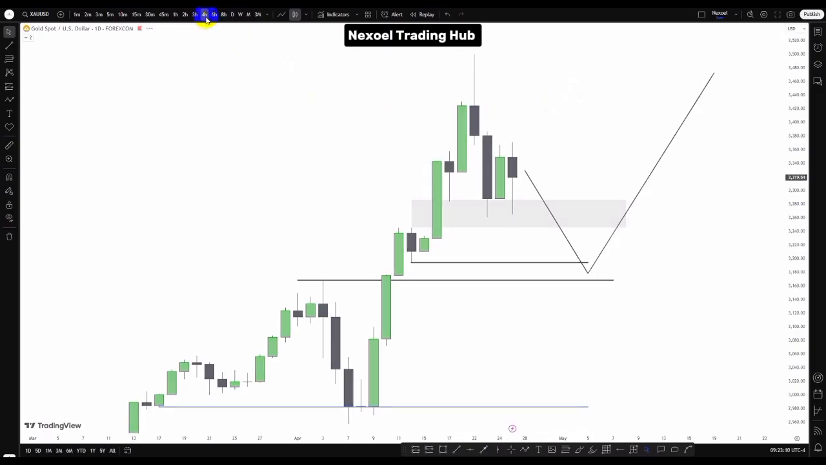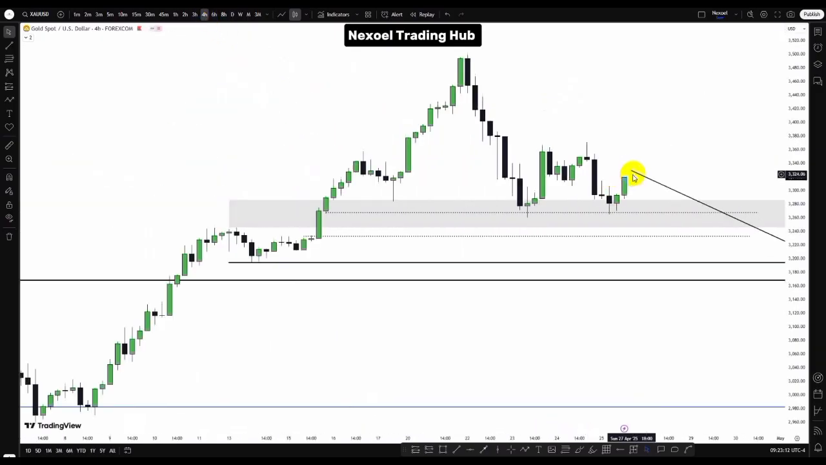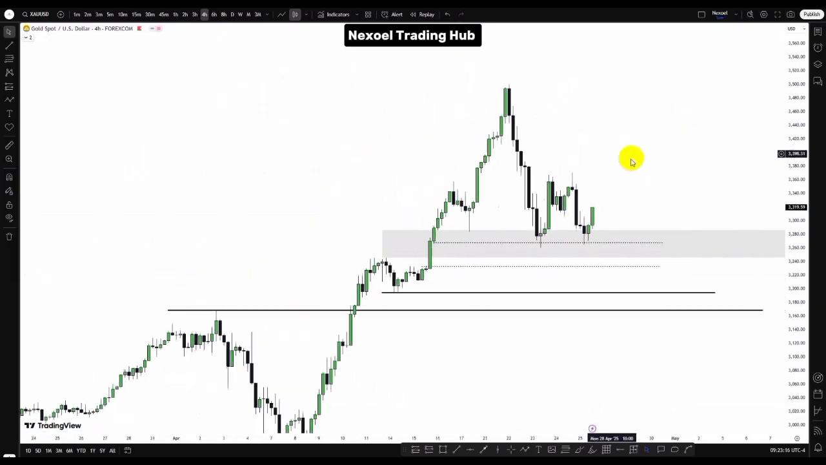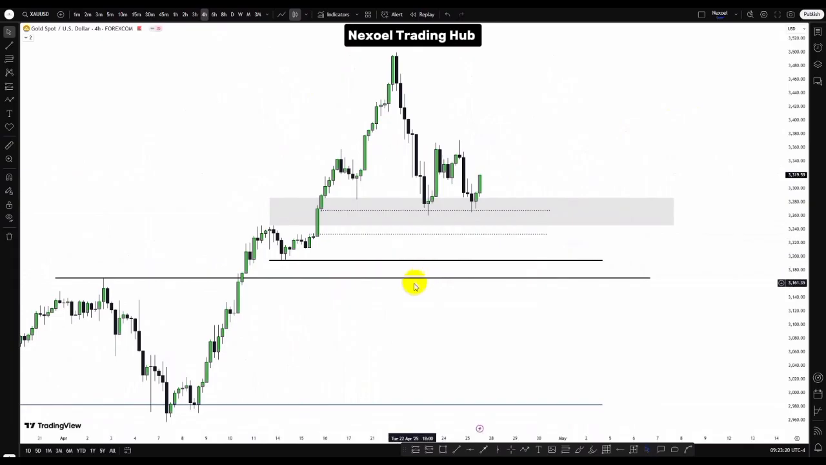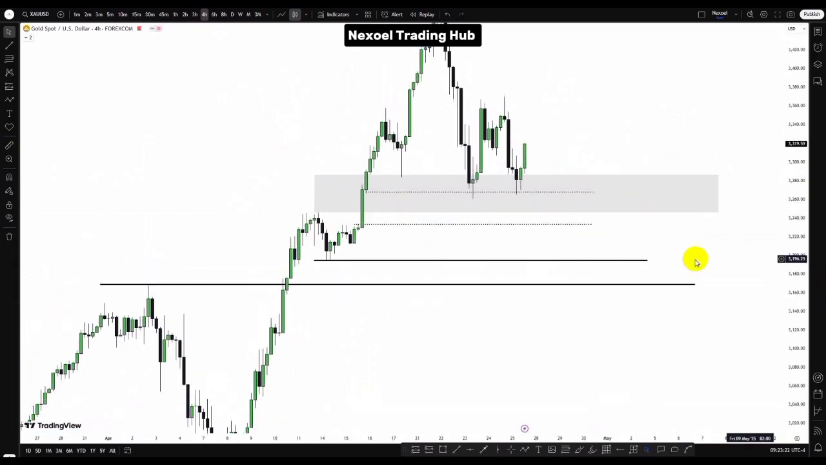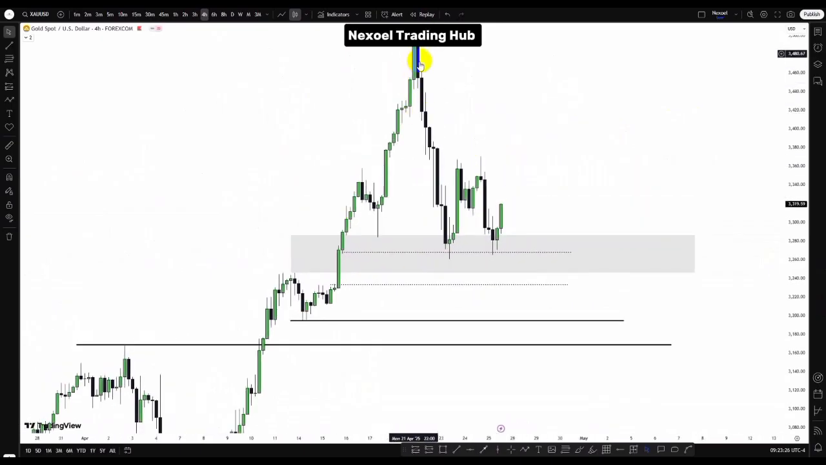So let's check the 4-hour time frame. Here in the 4-hour time frame, what we can see is the daily bullish fair value gap zone. This is the weekly bullish fair value gap zone. In the 4-hour time frame, we also have the 4-hour bullish fair value gap zone. So we can see how price has traded into the daily bullish fair value gap zone, and into the 4-hour bullish fair value gap zone.